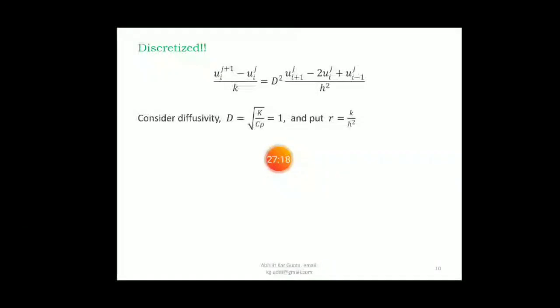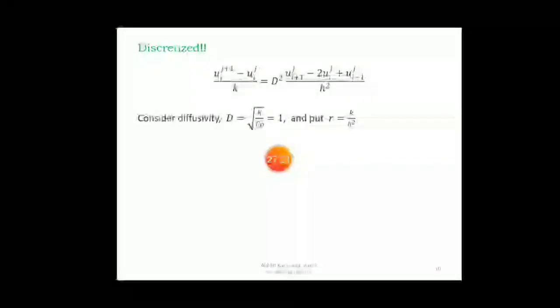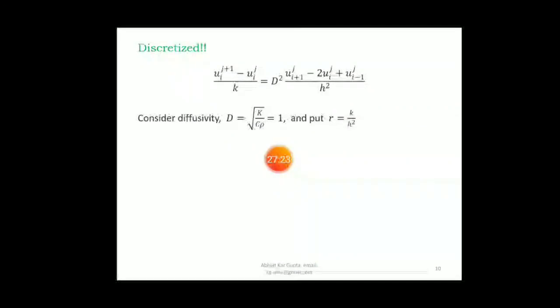And since D is 1, the k from the left side denominator can go on the right side. So the right side prefactor will be k by h square. So you can have the ratio of k by h square on the right side, that you can call r. So r is equal to k by h square. That means delta t by delta x whole square. But you can immediately recognize that k and h are not in your control. So it is the ratio of these two things, that is r, that should be controlled.